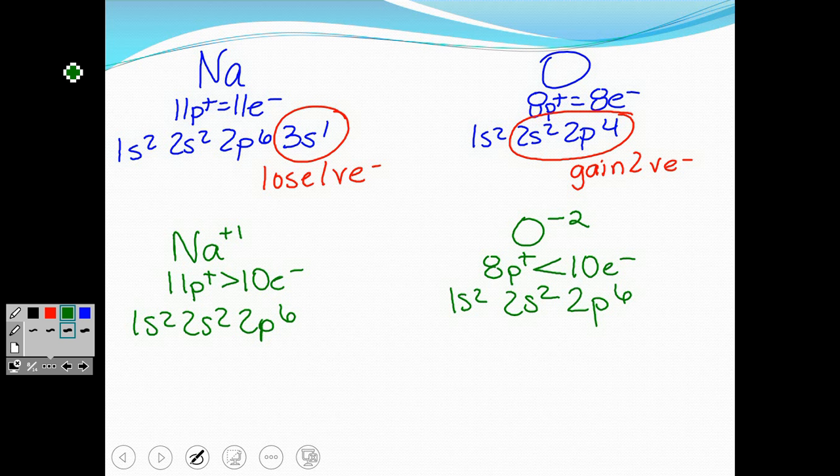Did both of these reach a noble gas? Yes. And where's the octet in both of them? The second principal energy level. If we mark this and this, 2 plus 2 gives us 8. And over here, there we have 8 as well.